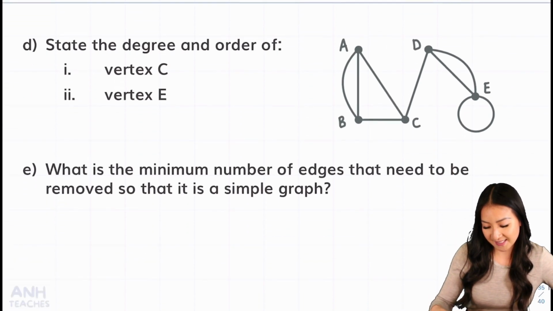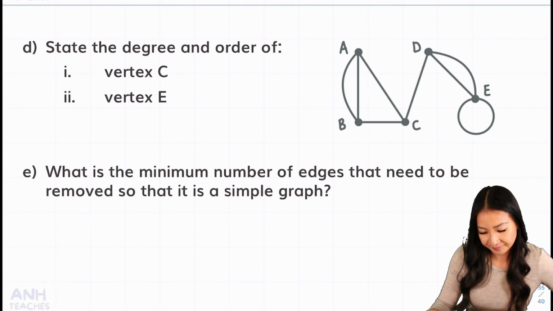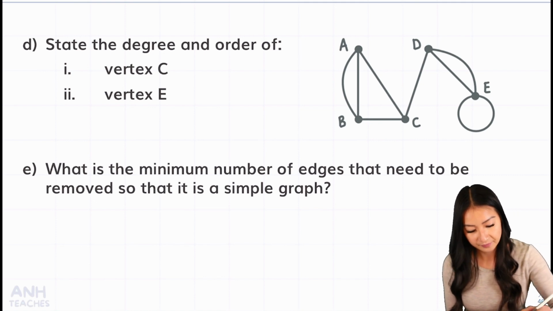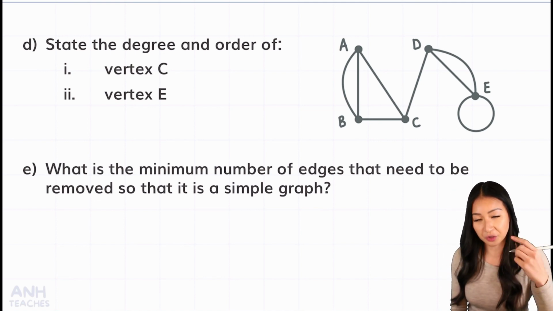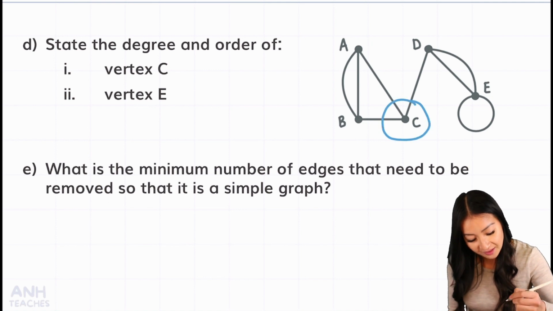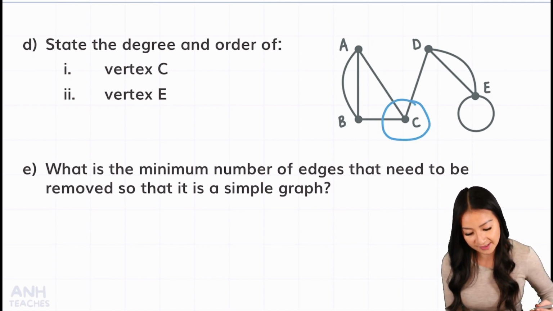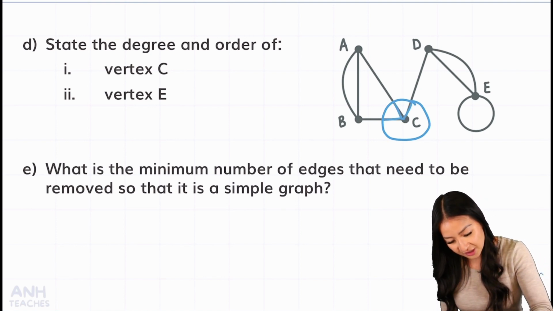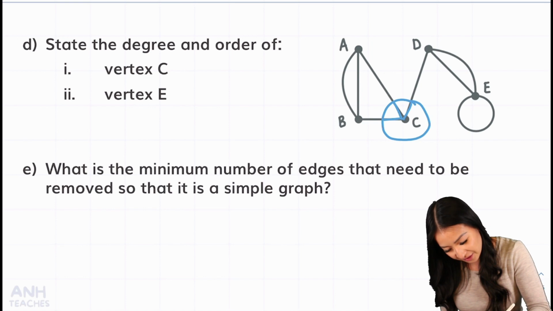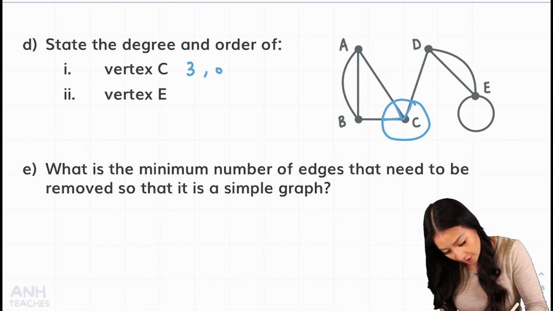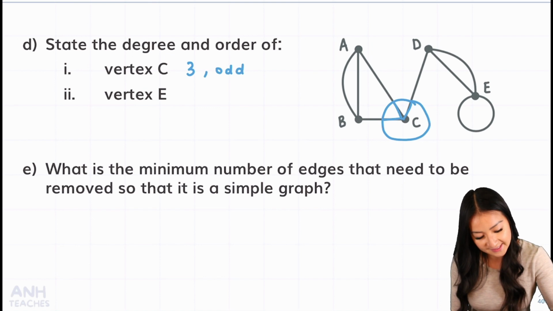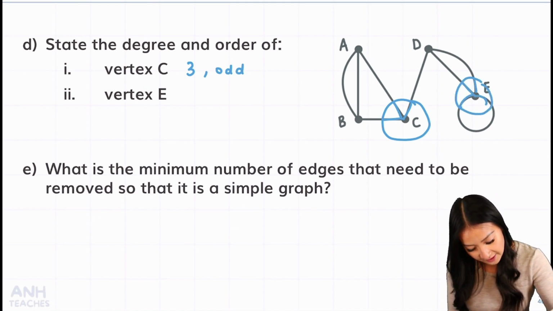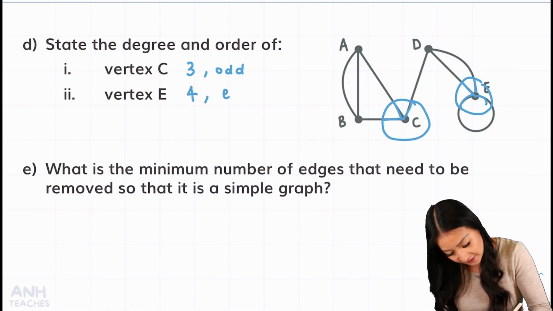Moving on to part D. So, state the degree and order of vertex C. So remember, when I'm finding the degree of a vertex, I'm going to circle it and then count up the number of edges. So vertex C has 1, 2, 3 edges. Therefore, it has a degree of 3, and that's odd. Vertex E has a degree of 1, 2, 3, 4, and that's even.